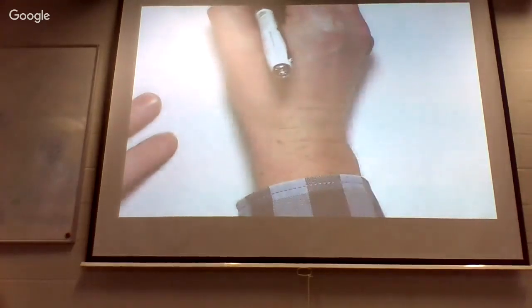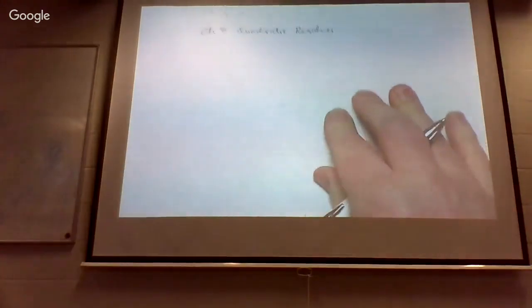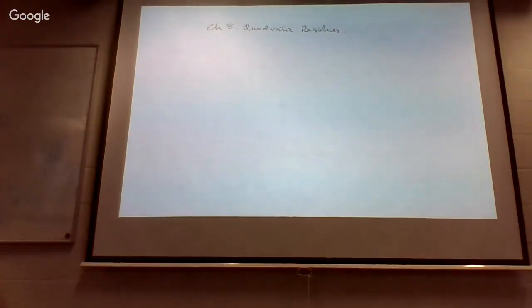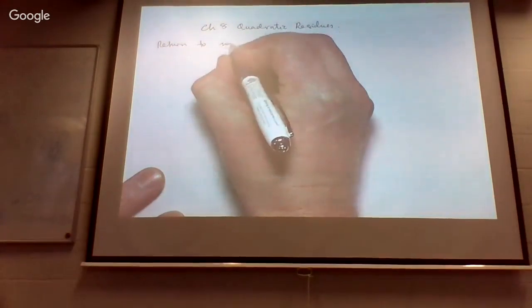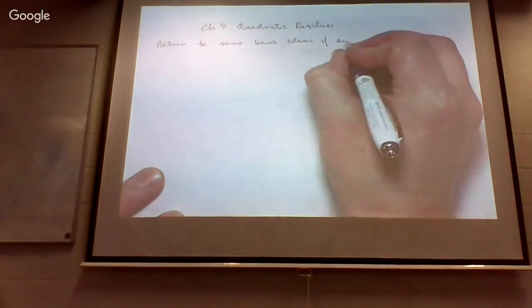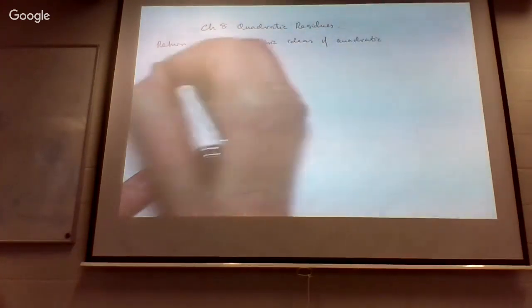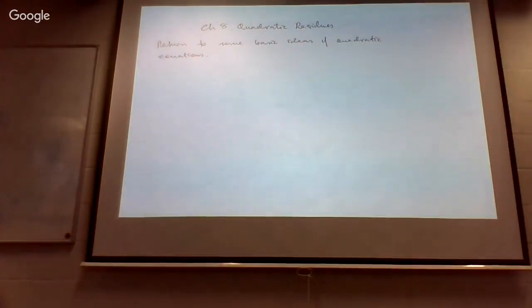So, in order to start that, we're going to first look at a situation that's familiar to you, which is the quadratic equation. So, a return to some basic ideas of quadratic equations. Okay, so this will be back to GCSE level or high school, middle school level, whatever.